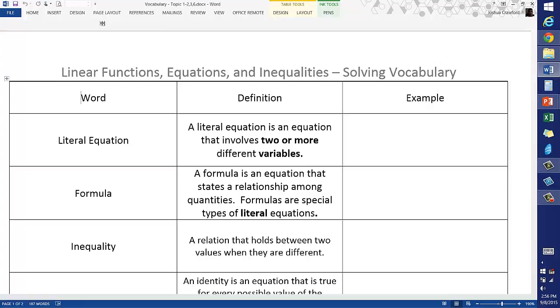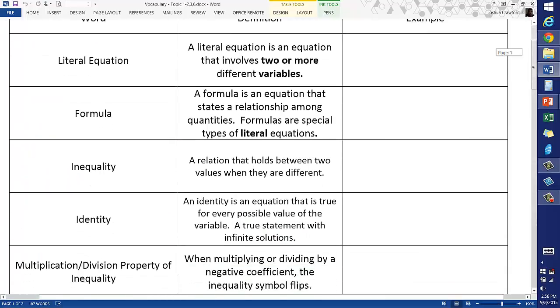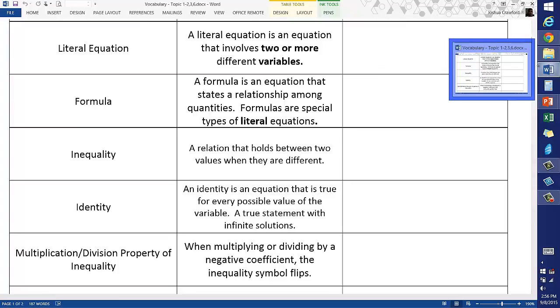So we have 5 different vocabulary words to go over: literal equation, formula, inequality, identity, and multiplication division property of inequality. So here we go.